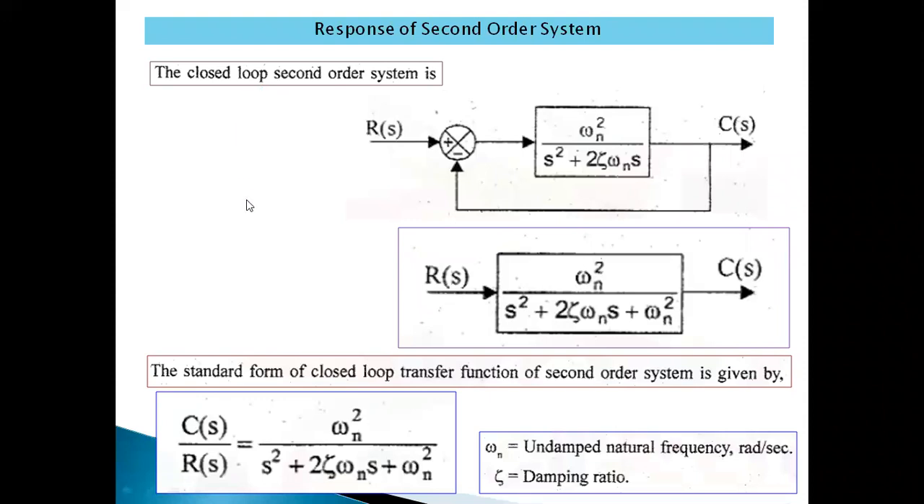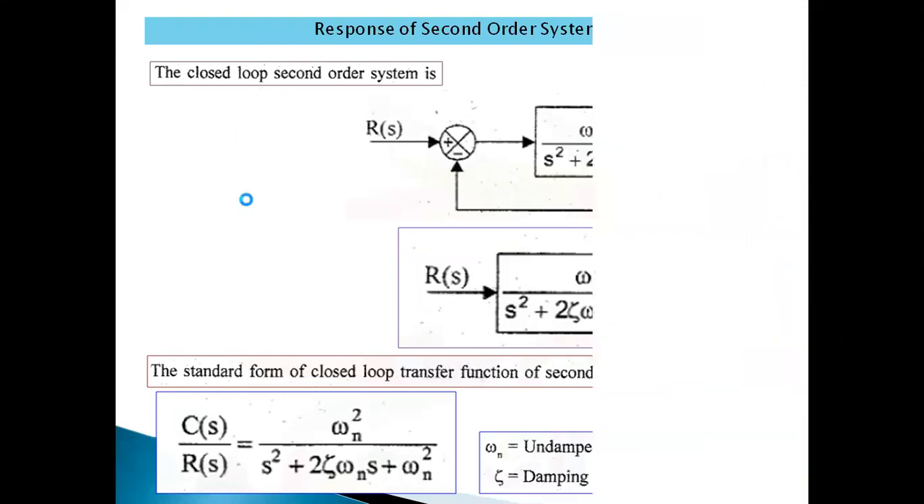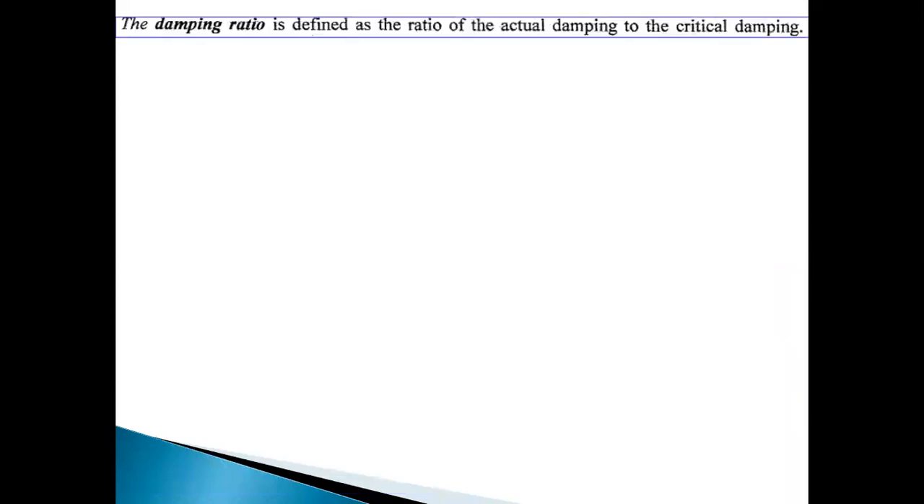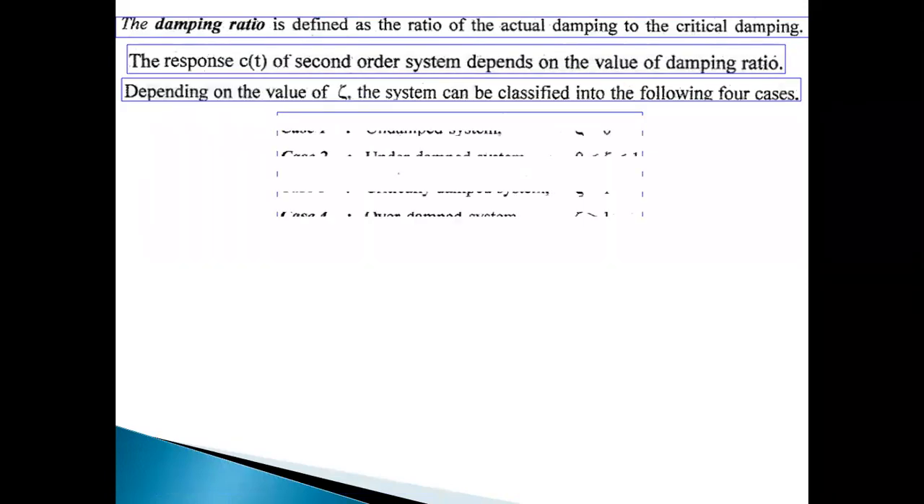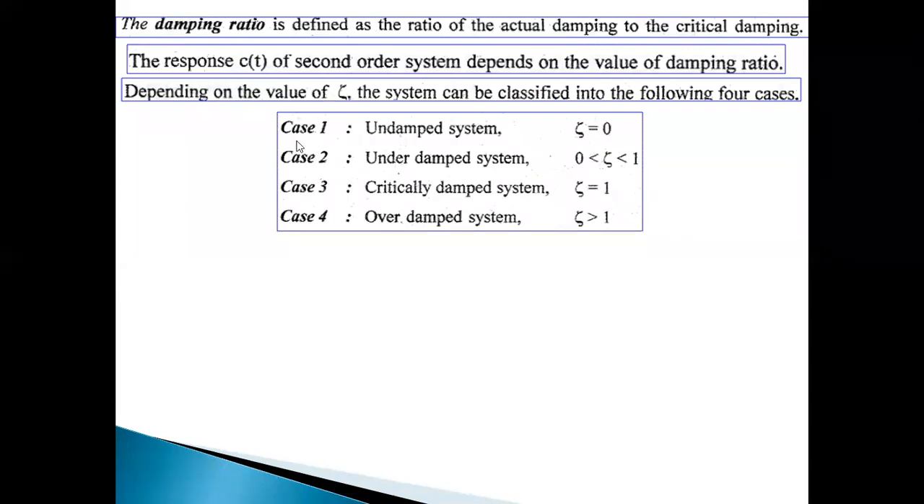So this and all we have already discussed in the previous class. Damping ratio is given by the ratio of actual damping to critical damping. You will get the damping ratio value. So depends upon the zeta value, the response. Okay, so we have to get the response. Response mainly depends upon two parameters. One is the transfer function parameters and the other one is input.